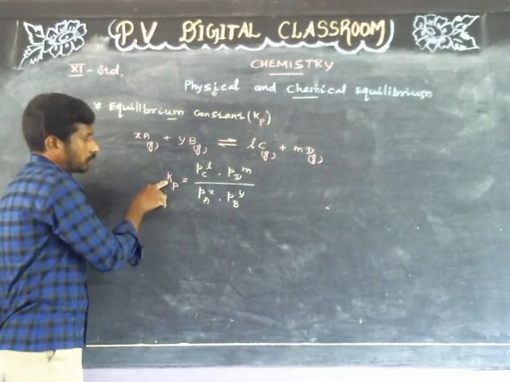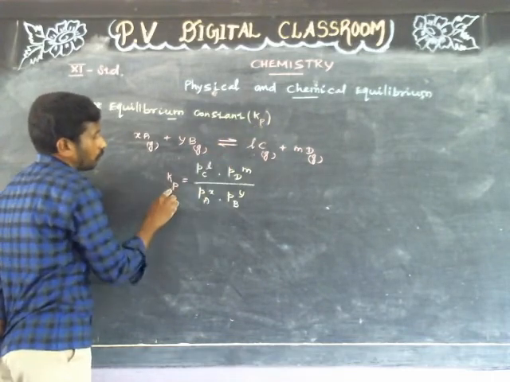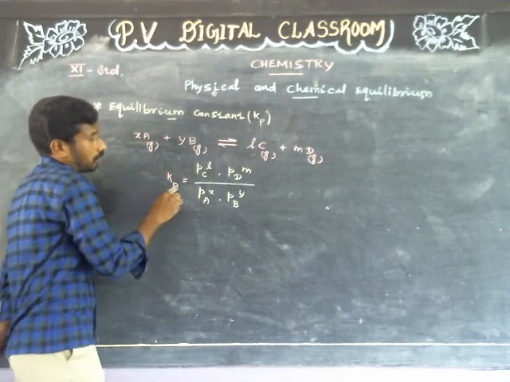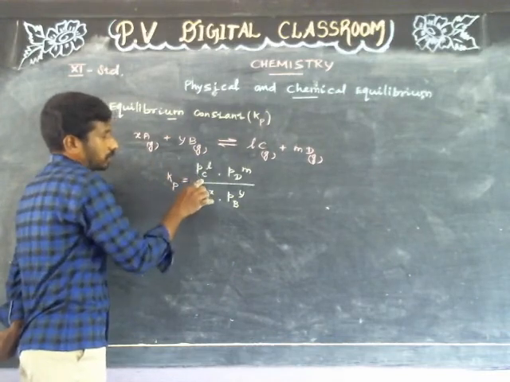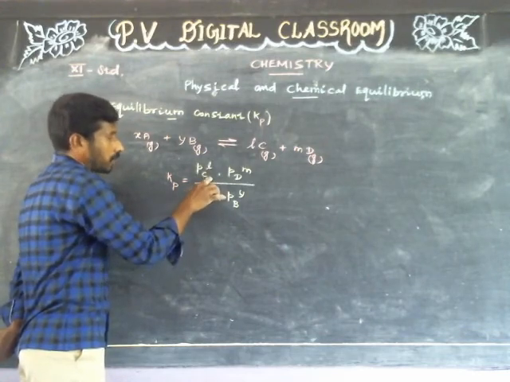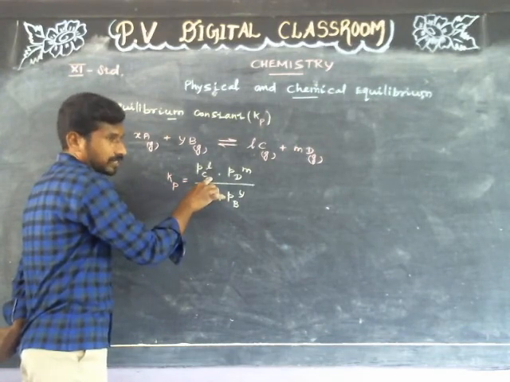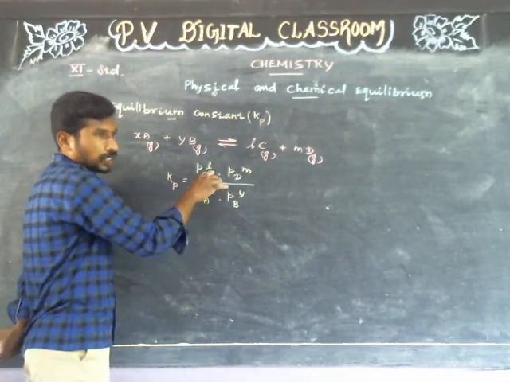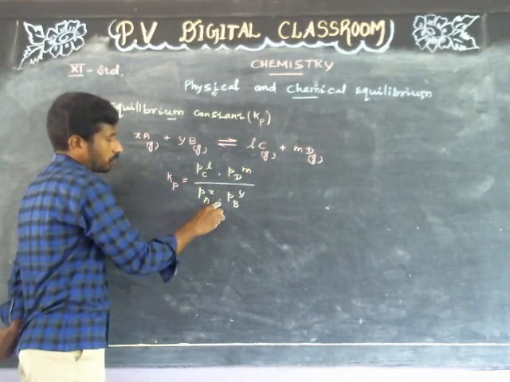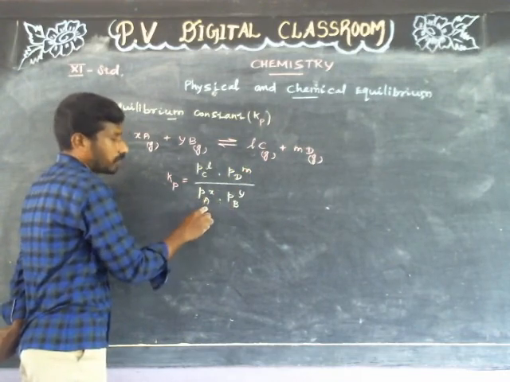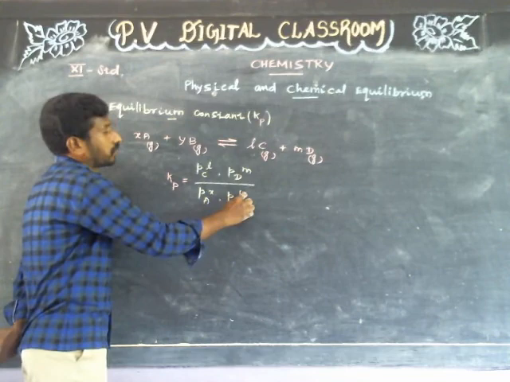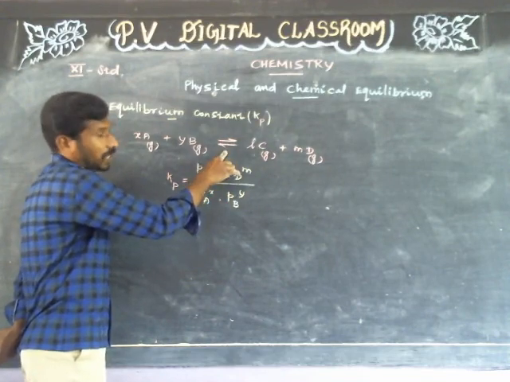Equilibrium constant in terms of partial pressure is defined as, at a given temperature, the ratio of the product of partial pressure of the products raised to the respective stoichiometric coefficient to the product of partial pressure of the reactants raised to the respective stoichiometric coefficient in a balanced chemical equation.